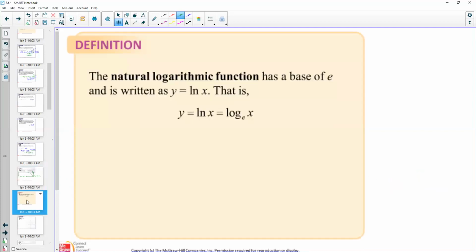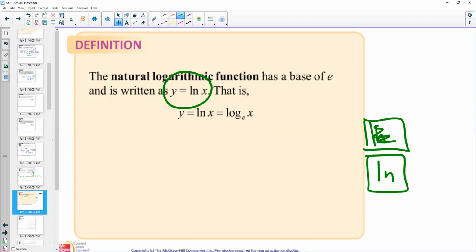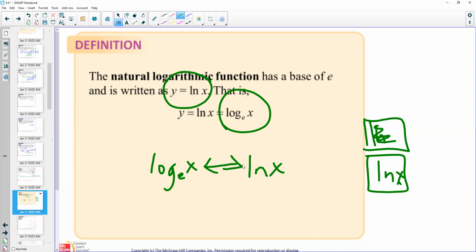All right. So a natural log is written as y equals ln of x. You have that on your calculator too. You have ln. I was trying to write ln as one letter, and it's ln of x. Okay. ln of x is just a log base e. That's it. So I could write it like this, or I could just write this. These mean exactly the same thing.